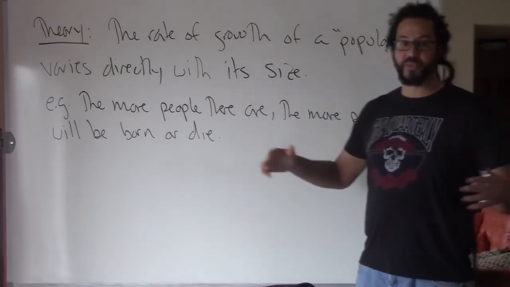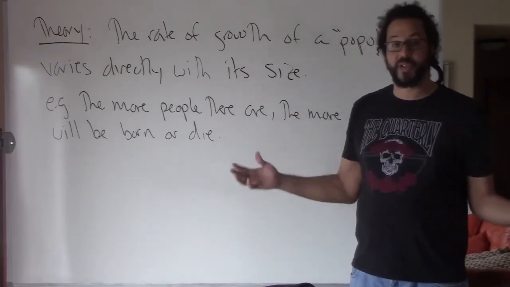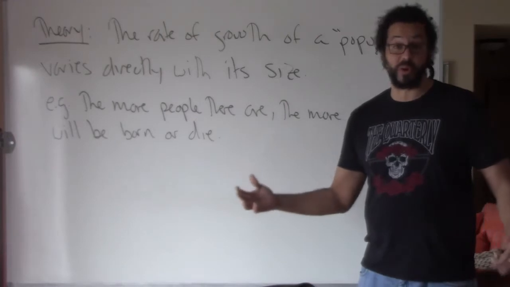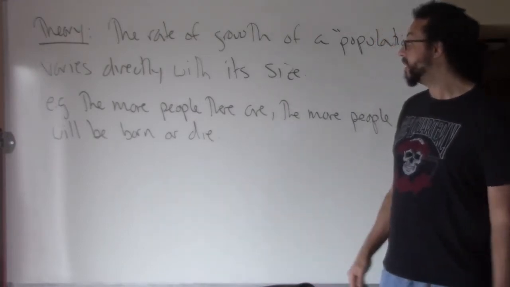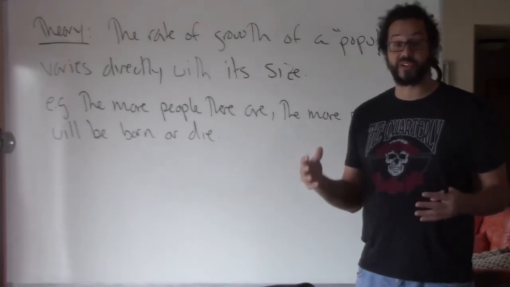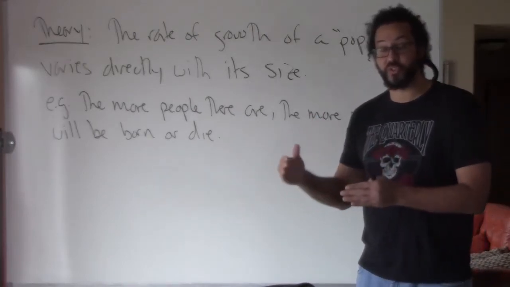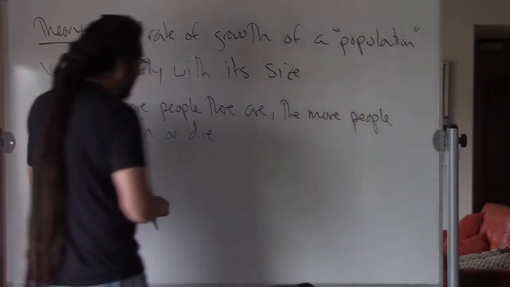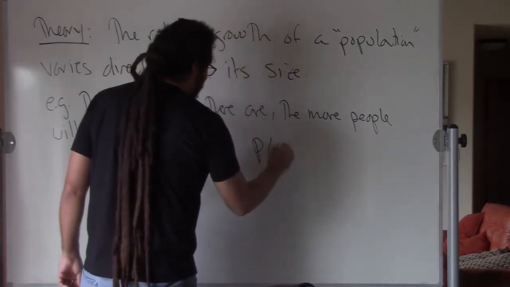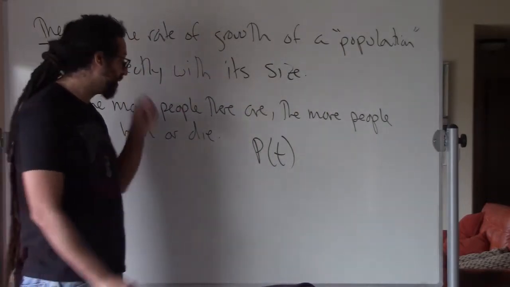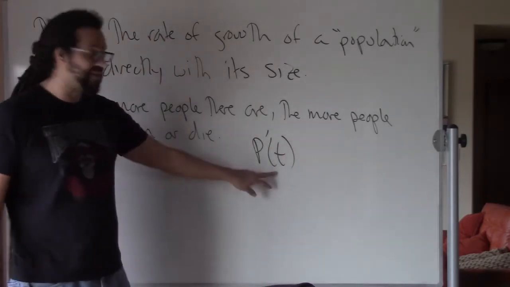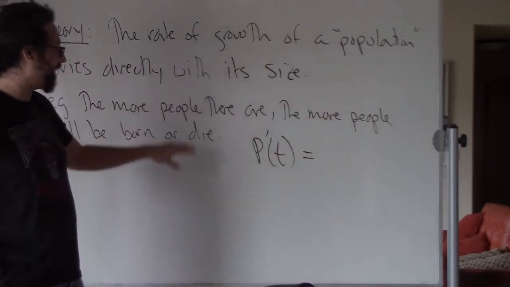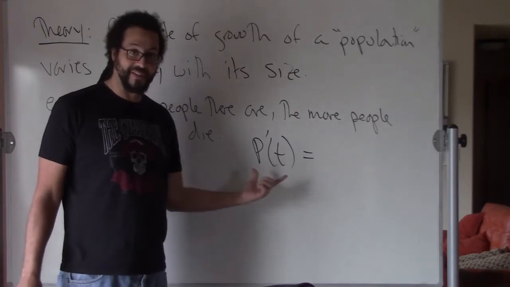So for example, let's say we're talking about a population of human beings, the more people you have in a population, the more people will be born or the more people will die. So the rate of change of a population is directly proportional to the size of a population at any time t. So the way we want to write that down, let's say P of t is the size of the population at any time t, then that means P prime of t is the rate of growth. And if it varies directly with the size, well, P of t is the size of the population.